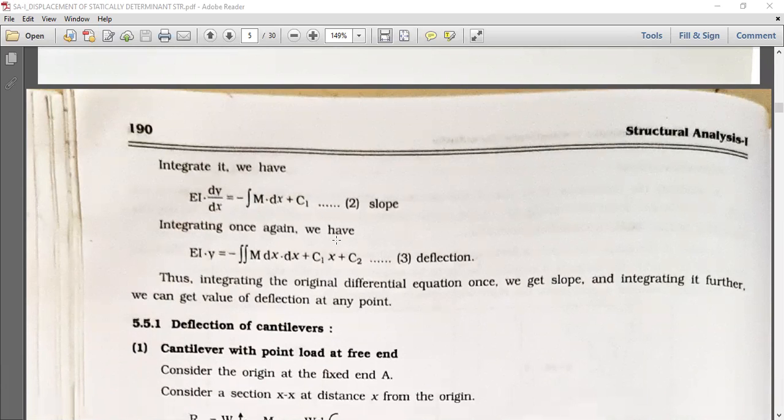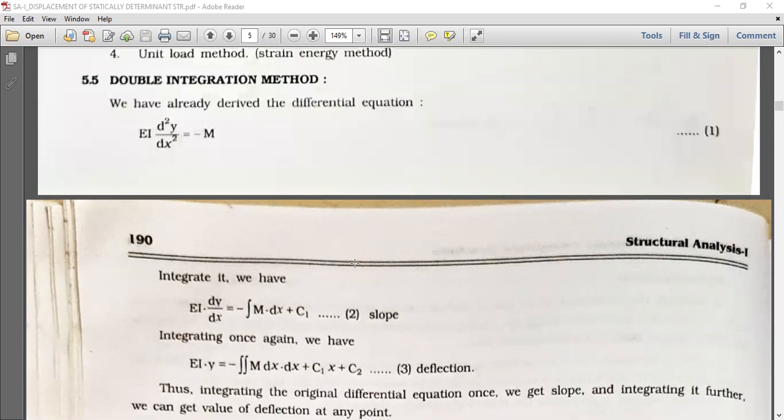Thus, integrating the original differential equation once, we get the slope, and integrating again, we get the value of deflection at any point. This is the double integration method, or Macaulay's method.